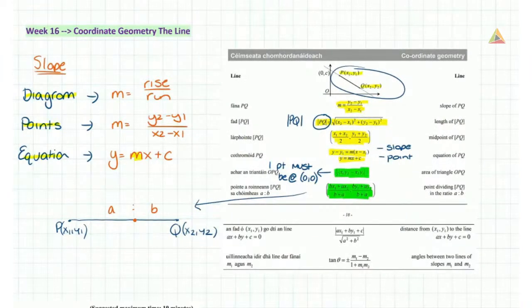And the last two formulas then are at the top of page 19 of your log tables. We have the perpendicular distance from a point to a line.